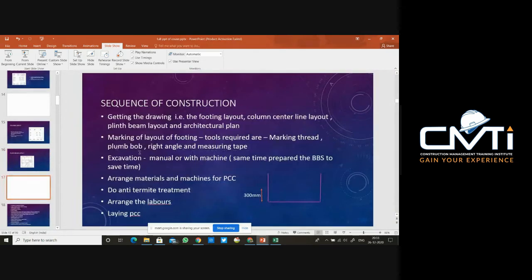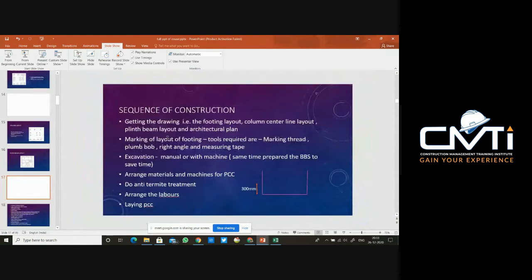Now, I would like to proceed to the sequence of construction. So after getting all these drawings, we start marking the layout of the footing over the land or our plot area. The tools which are required for this are marking thread, plumb bob, right angle, and measuring tapes.